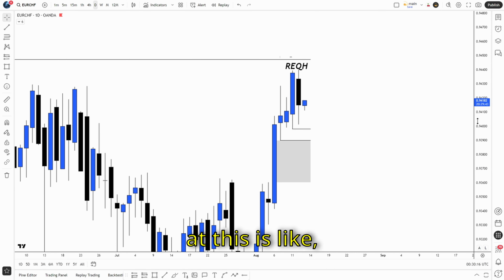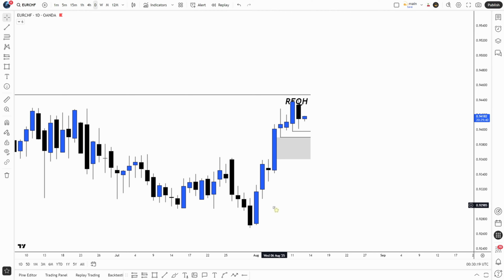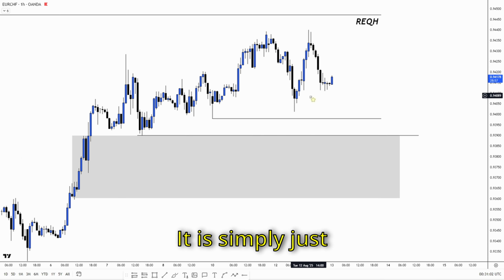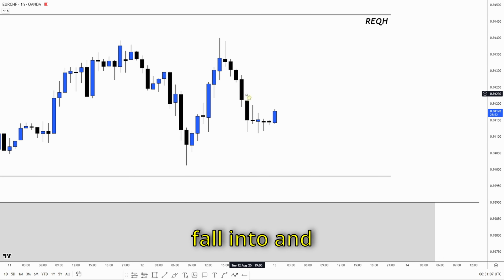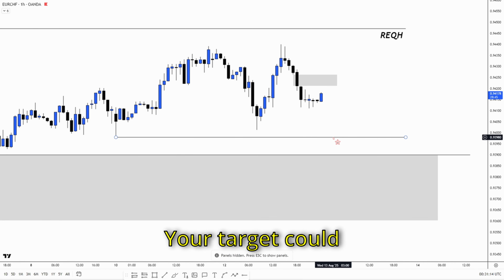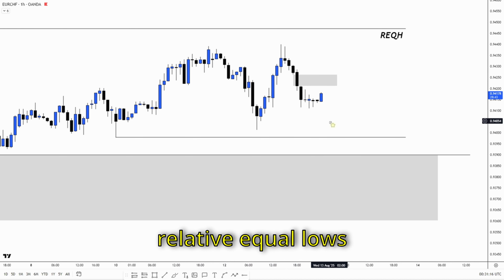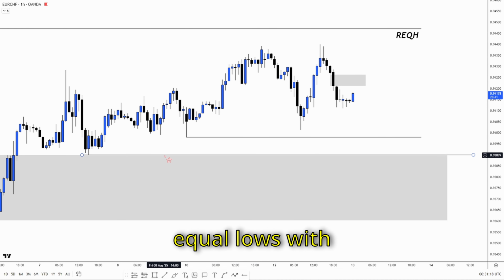Everybody who looks at this is like, man, this can only go to the upside. Look how much we're pumping. But I am only looking for intraday moves. It is simply just repeating. And what am I looking for? I'm simply looking out for this FEG right now to fall into. And then I want lower prices. Your target could either be those relative equal lows or the relative equal lows with the FEG.